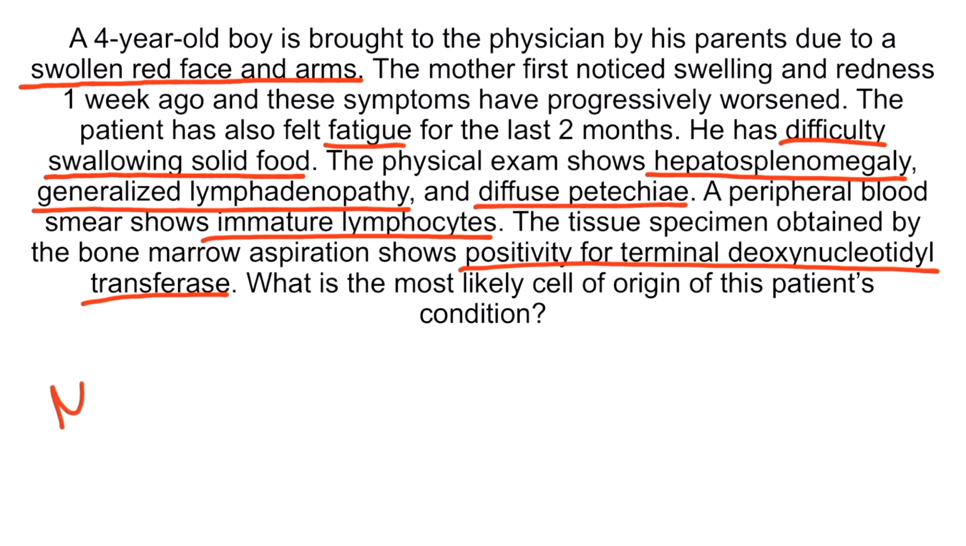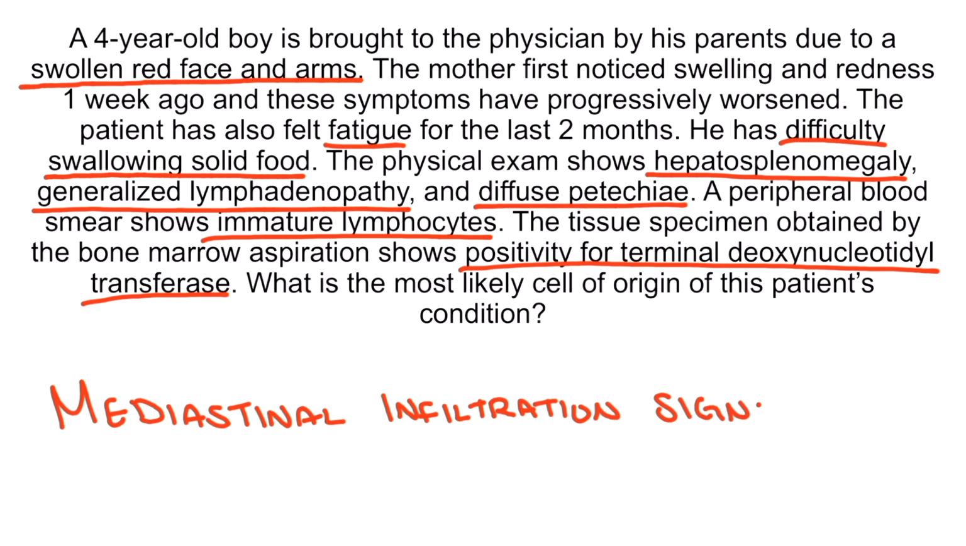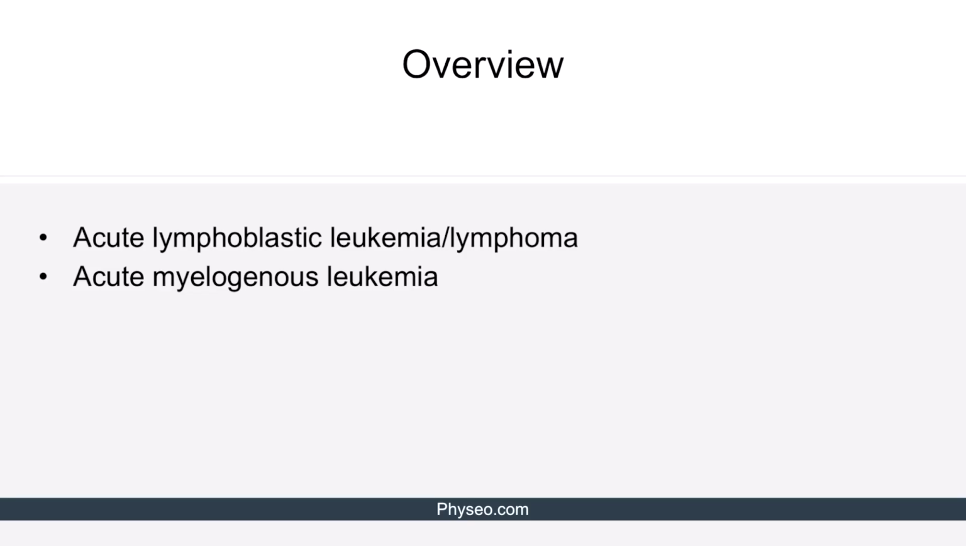The question asks us what the cell of origin is of this patient's malignancy. Considering that he has signs of mediastinal infiltration, such as superior vena cava syndrome and esophageal compression, the most likely cell of origin is the T cell.